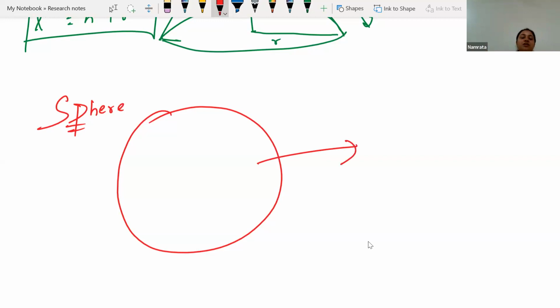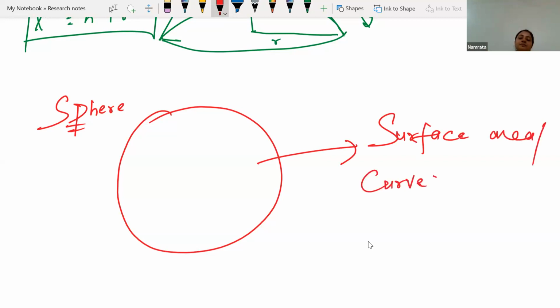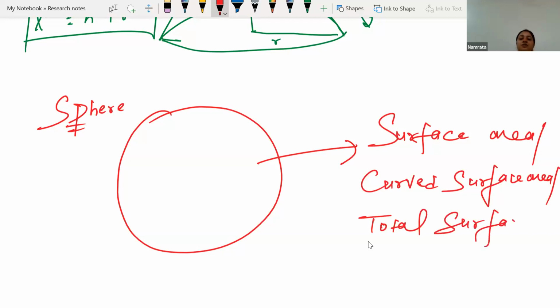So here we have surface area. Here we don't have two different surfaces. The total surface area and the curved surface area are the same. Once you move your hand, all you can feel is the curved part. That means we have surface area. You can also call it curved surface area, or you can also call it total surface area. Everything is just the same over here. Here we don't have any circular part. So the curved surface area formula for the sphere is 4 pi r square.